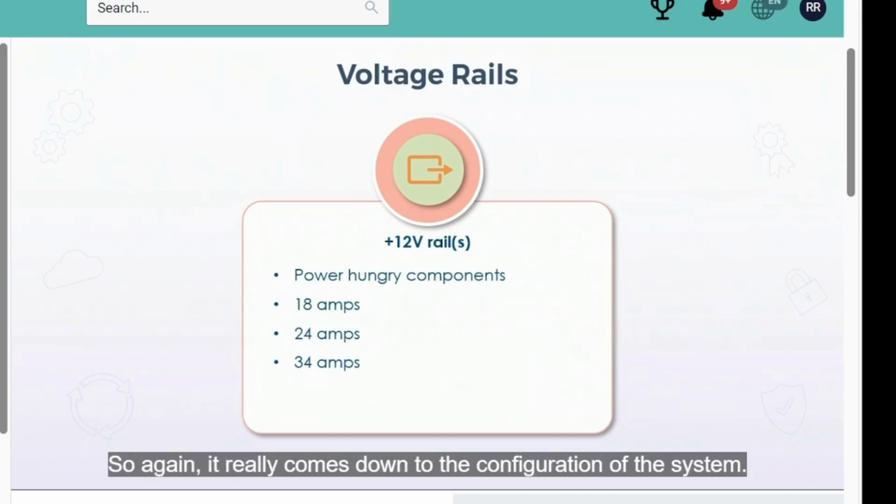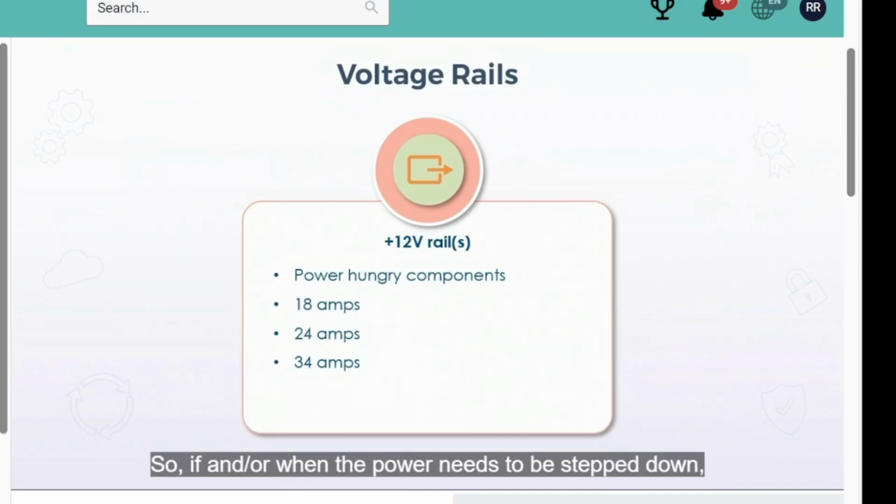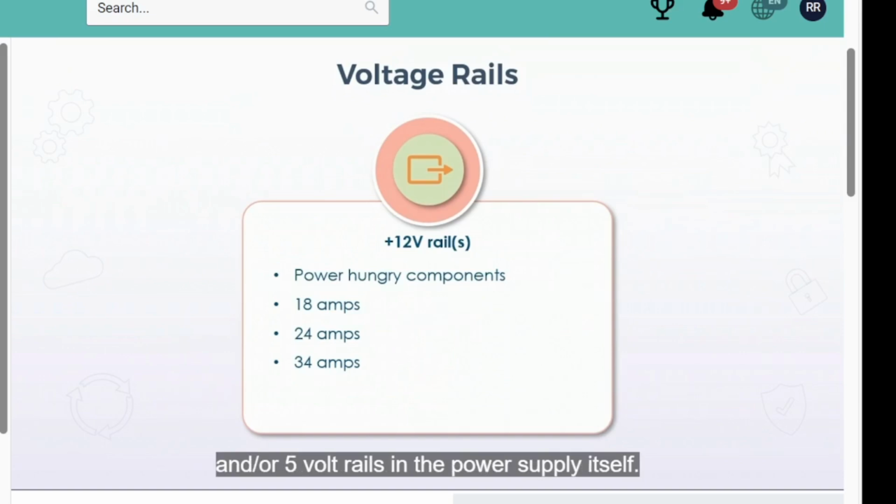So again, it really comes down to the configuration of the system. But I should also mention here that many newer power supplies only have 12-volt rails, and they are referred to as 12-volt only power supplies. So if and/or when the power needs to be stepped down, that's actually done on the motherboard. So in other words, there are no 3.3 and/or 5-volt rails in the power supply itself, but those rails couldn't provide these kind of amps anyway. So again, you would only see these values on 12-volt rails.